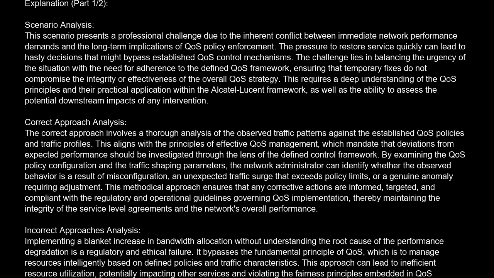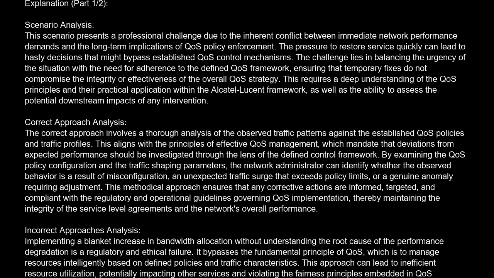Correct approach analysis. The correct approach involves a thorough analysis of the observed traffic patterns against the established CoS policies and traffic profiles. This aligns with the principles of effective CoS management, which mandate that deviations from expected performance should be investigated through the lens of the defined control framework.